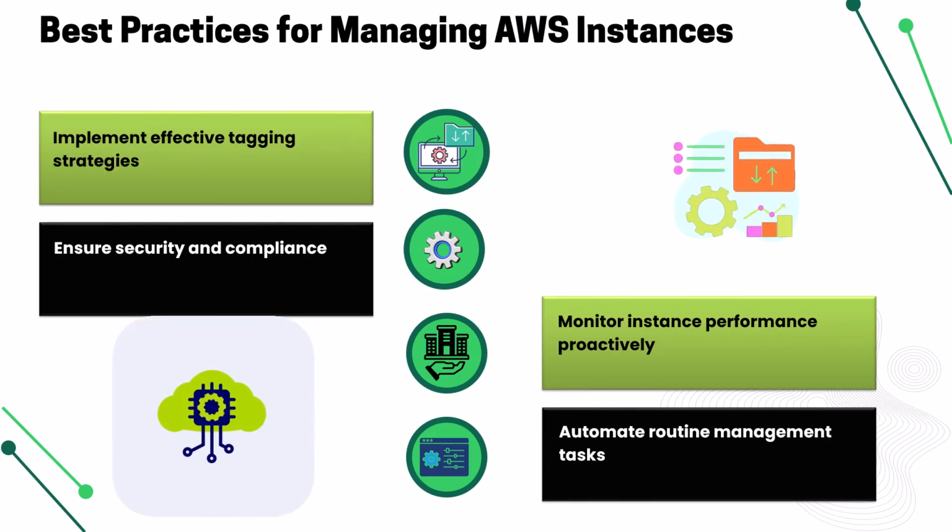Managing AWS instances like a pro starts with tagging, because searching without tags is like finding a needle in a haystack. Security is non-negotiable, so make compliance your best friend. Proactive monitoring helps us catch issues before they cause havoc. And automating routine tasks, that's just smart work so we can focus on the fun stuff like optimizing performance.